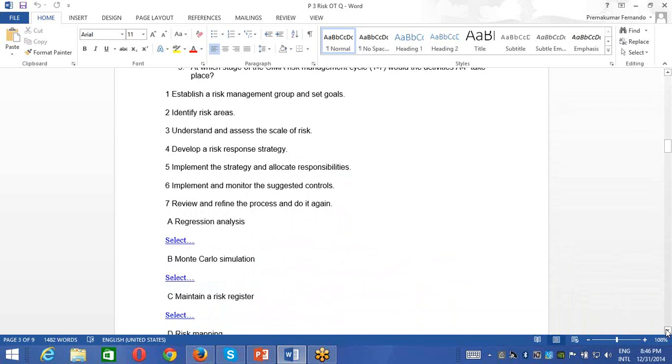Then the third one is about maintaining the risk register. Maintaining the risk. I said that was 6. 6. That is the implement and monitor. Actually, let's discuss what this risk register is.